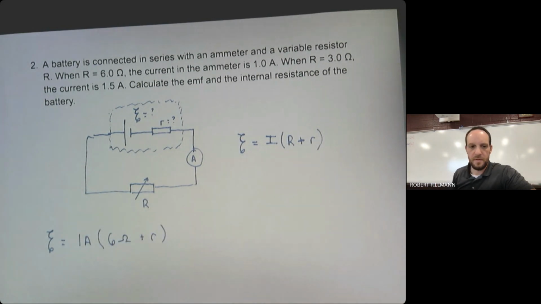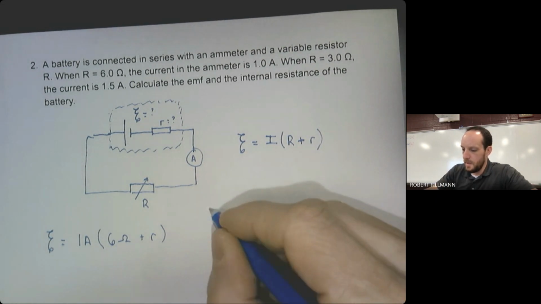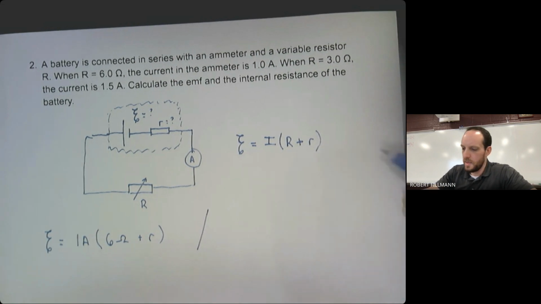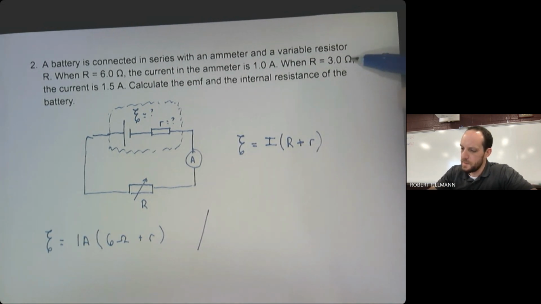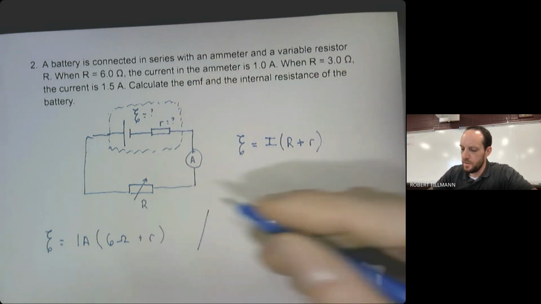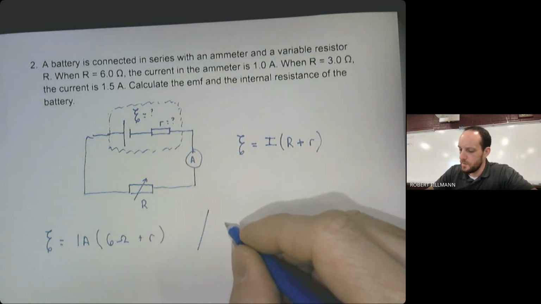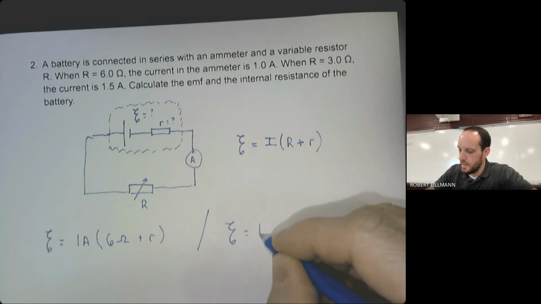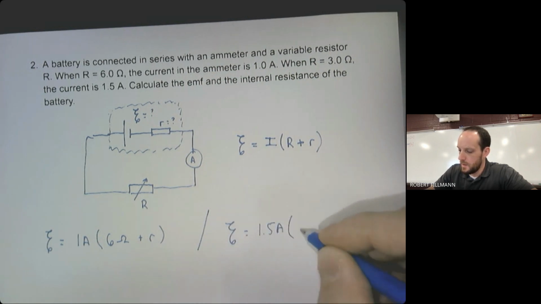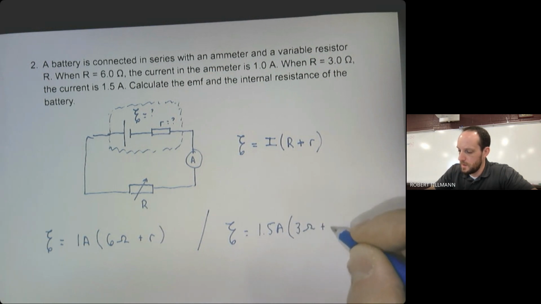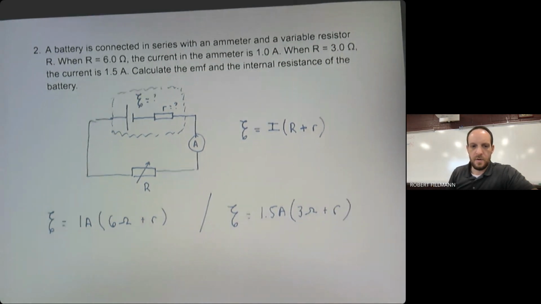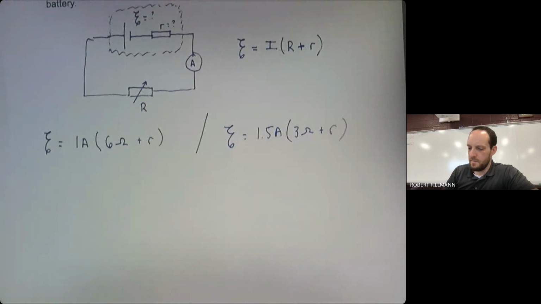So here I have a formula that has 2 unknowns. I don't know my EMF or my internal resistance. Okay. So I need another equation. Well, I also know that when the resistance is 3 ohms, the current is 1.5 amps. Okay, so when we change the load to 3 ohms, I can write it again. EMF equals 1.5 amperes times the quantity 3 ohms plus r. So I basically have 2 equations that have the same 2 unknowns, the EMF and the internal resistance. I just need to solve this system of equations.